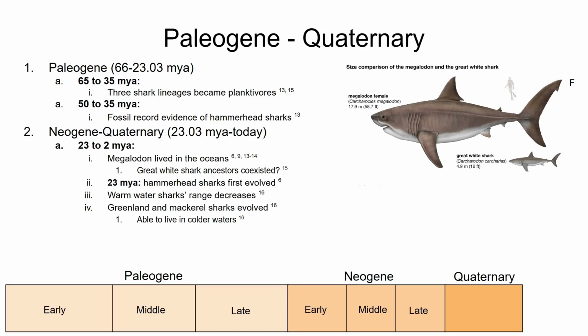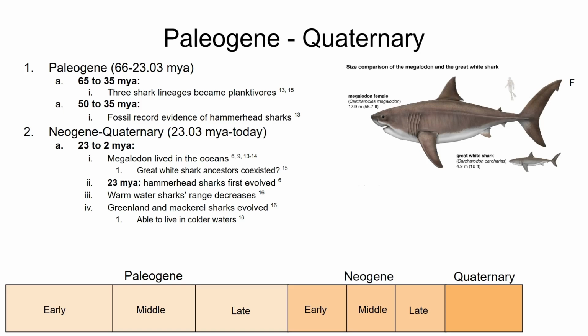Sharks from three lineages evolved to become filter-feeding planktivores, and these are ones we still see today, such as the whale, basking, and megamouth sharks. As for the hammerhead sharks, scientists found fossil evidence of them dating back to somewhere between 50 to 35 million years ago. The gathered molecular evidence doesn't seem to agree with this time frame.